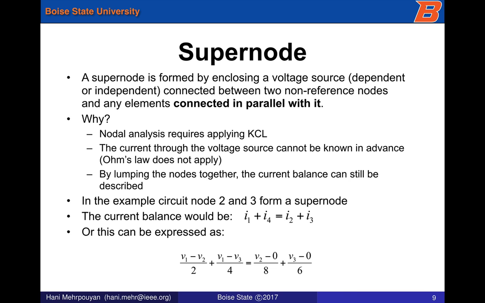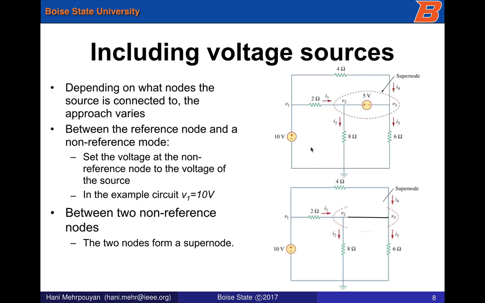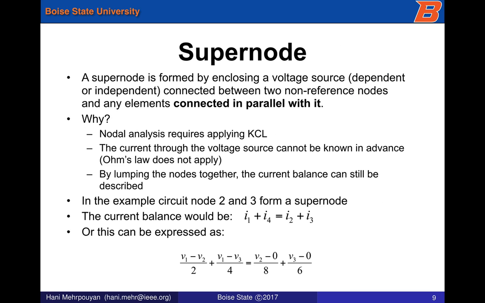So now we have one equation and 2 unknowns, so we need another equation to be able to solve for the unknowns. Obviously, V1 is known because, as we mentioned before, we set V1 to be 10 volts. So it's V2 and V3 that are unknowns that we need to solve for.